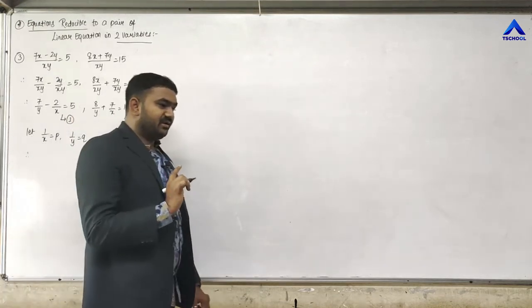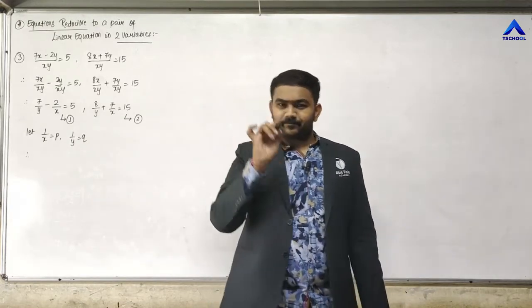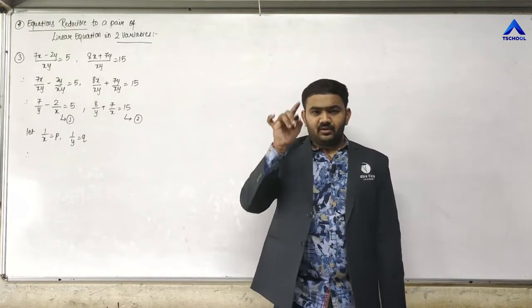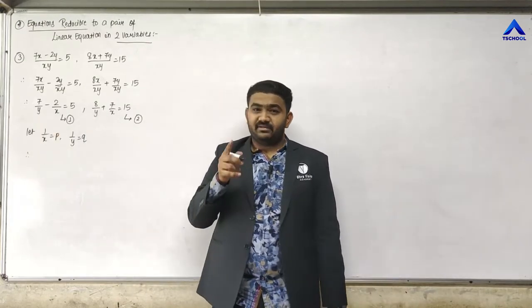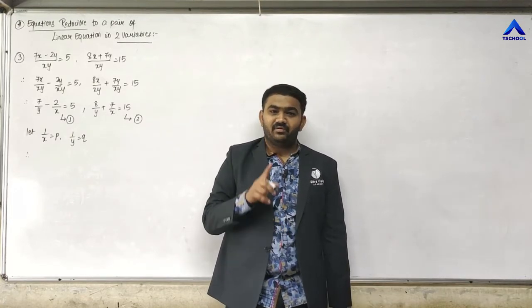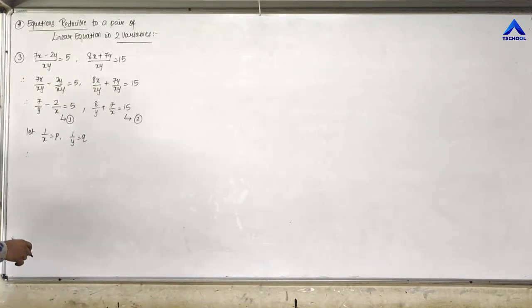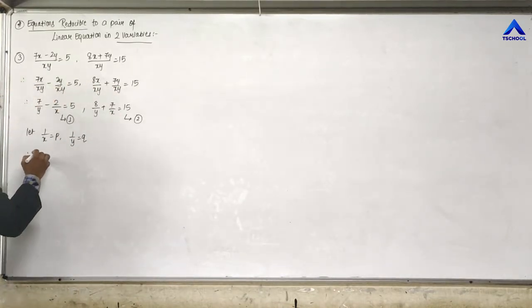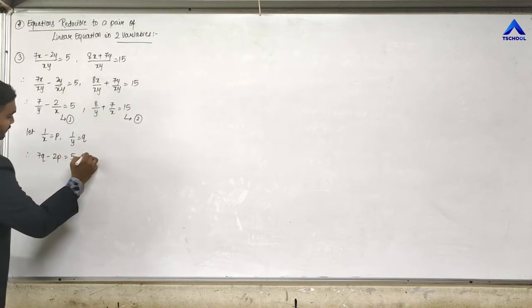Mind well, friends, that we have taken 1 upon x equals p and 1 upon y equals q, as per our method. See the first term, it is 7 upon y, so don't write it as 7p, that will be 7q. If you write that as 7p, you will make a mistake while finding the answer. So that is 7q minus 2p is equal to 5.